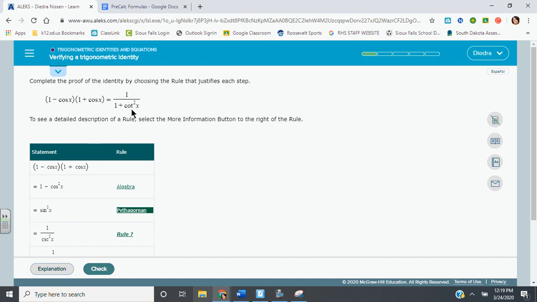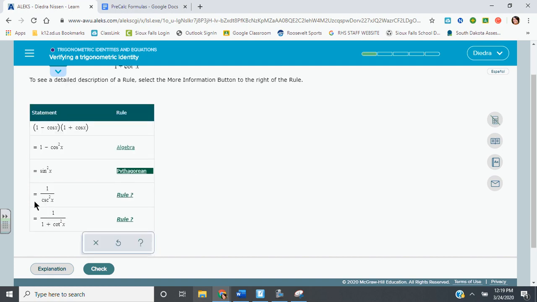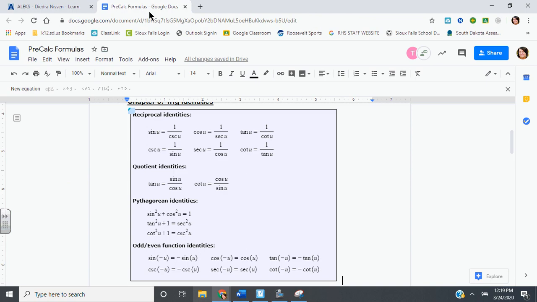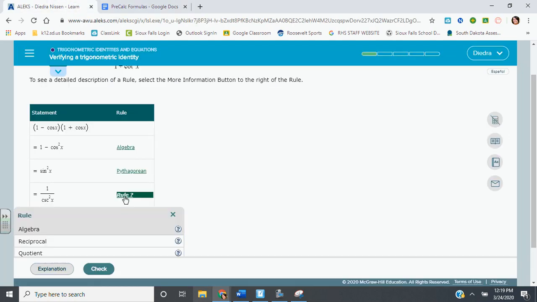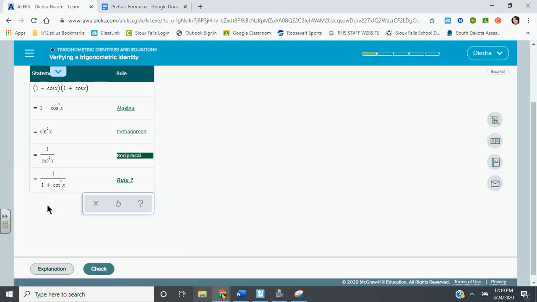Now, I need to get a denominator. I'm trying to get 1 plus cotangent squared. So what I'm going to do with my sine squared of x is rewrite it as 1 over cosecant squared. Anytime that I have a sine, I can rewrite it as 1 over cosecant. Since I have sine squared, that's going to be 1 over cosecant squared. Even though we don't see the squareds appear in the reciprocal identities, that's still what it's going to be under. So I'm going to use reciprocal.